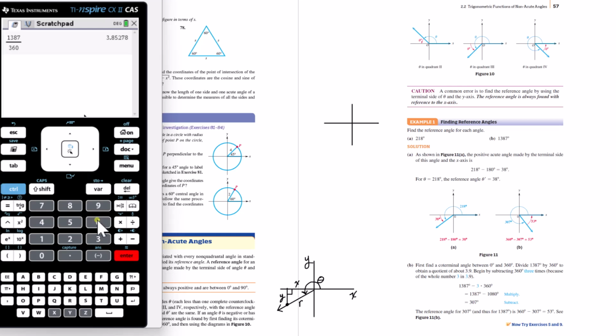So you go around 3 times. 3 times 360 is 1080. Okay, and then we get to 1387, 307. Okay.